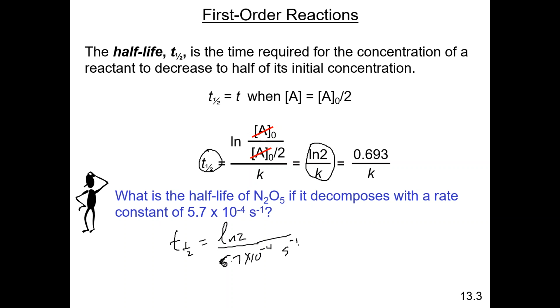And the answer I got, when rounded to 2 sig figs, is equal to 1.2 times 10 to the 3. So I'm going to put here 1.2 times 10 to the 3. And the units here would be seconds, right? Because we have 1 over s to the minus 1. So this would be the final answer. So that's basically how we solve that problem for a first order reaction.